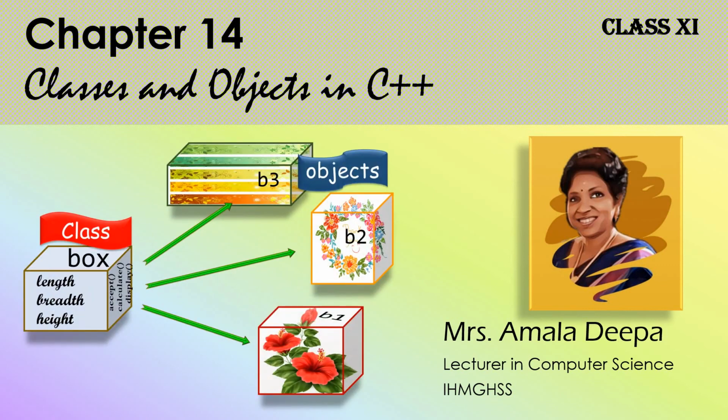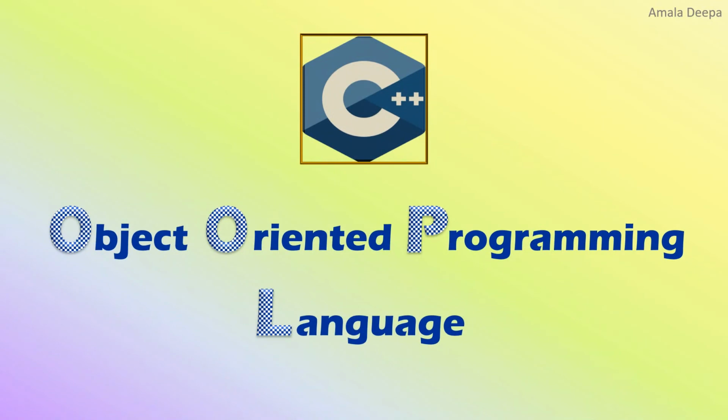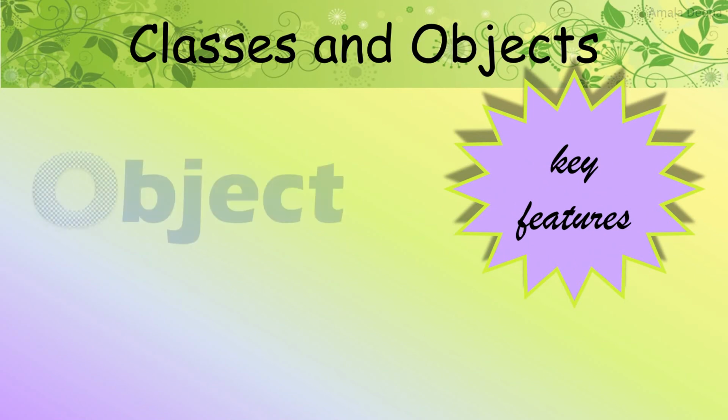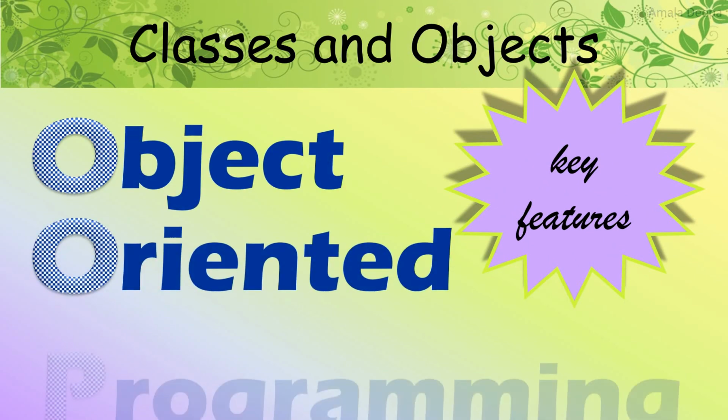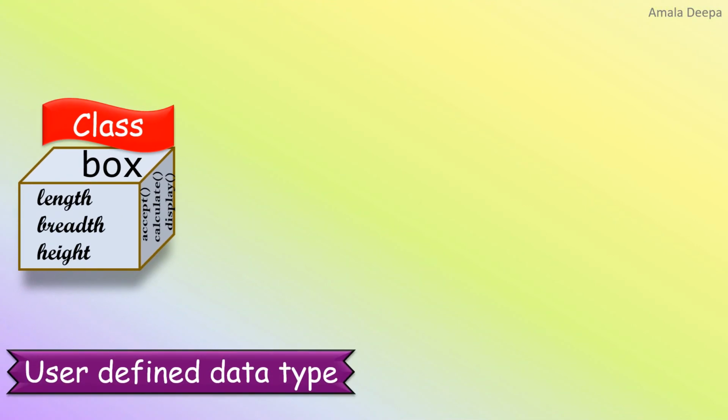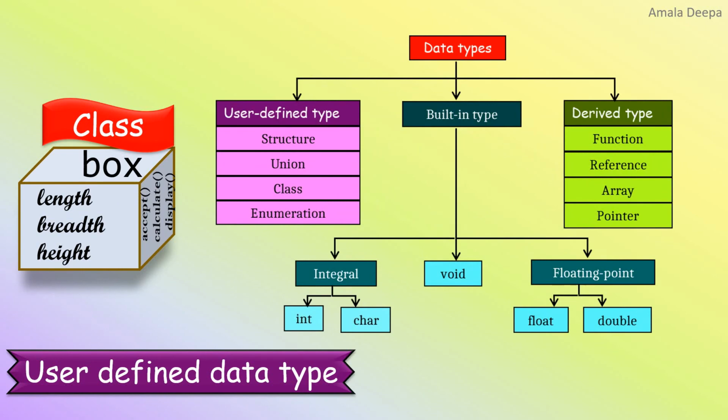C++ is an object-oriented programming language. Classes and objects are the key features of object-oriented programming. Class is a user-defined data type. Look at the classification of data types in C++. Class comes under user-defined type. Hence, class is a user-defined data type.